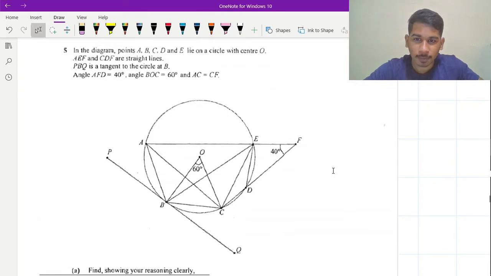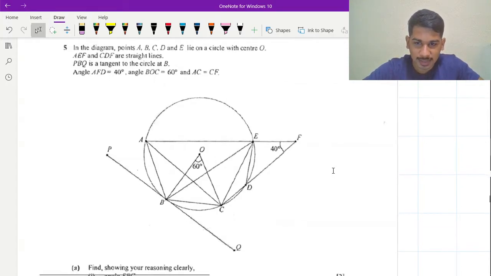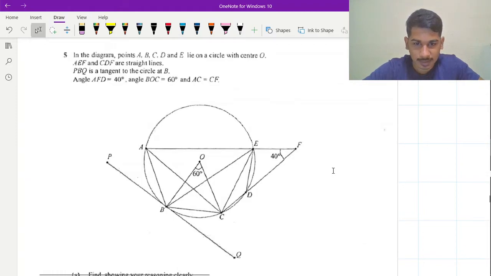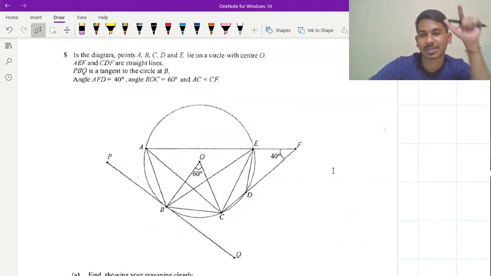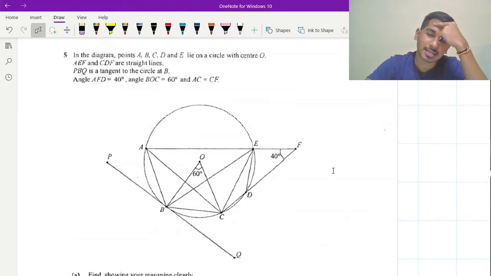In the diagram, points A, B, C, D lie on a circle with center O. AEF and CDF are straight lines. Okay, this is scary. PBQ is a tangent. Okay, and then angle 40 degrees, 60 degrees. All right.